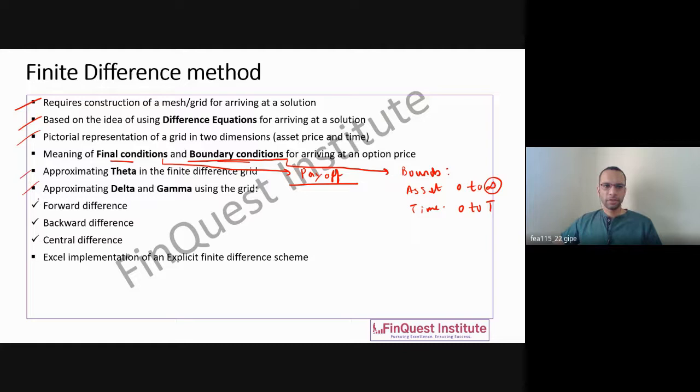Approximations are done. These three techniques we quickly discussed. Excel implementation we'll do in a bit. All right, so we can continue to use Excel. Now we'll only need to use a bit of VBA here.